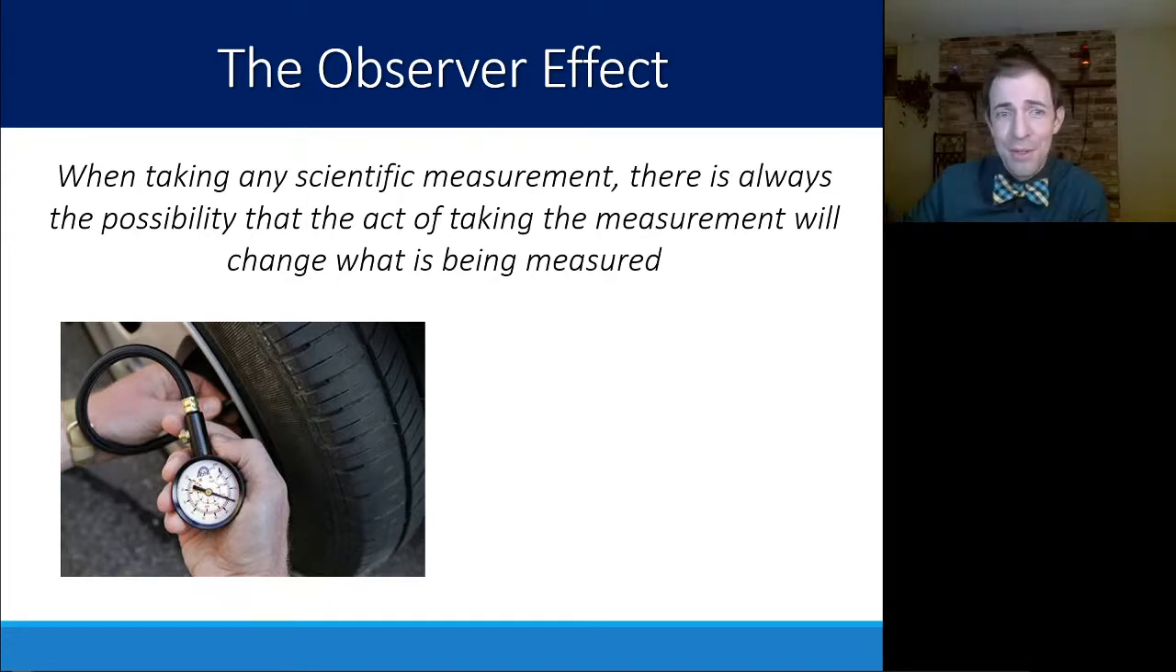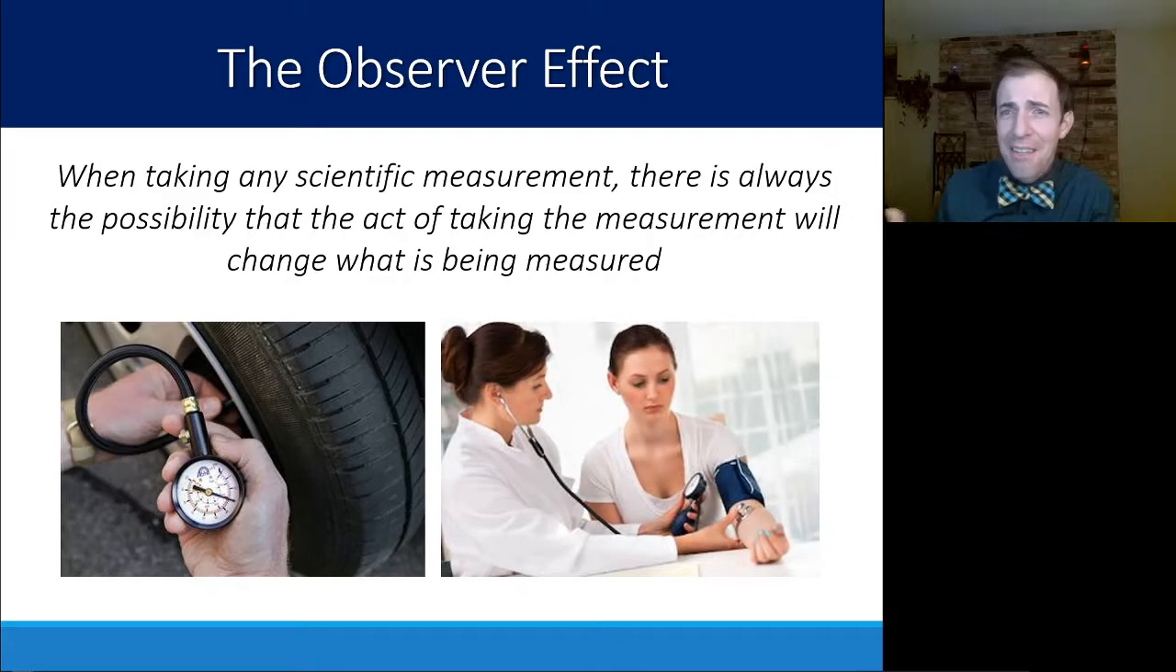Also, it's impossible to fully seat that pressure gauge sometimes without having some air leak out. So we're trying to figure out the pressure of the tire, but the only way to do that is by changing the pressure of the tire a little bit in the process. This also shows up in other fields that are less concrete. If you're trying to take someone's blood pressure or take their pulse, a lot of times just the act of knowing that that is happening is enough to change someone's physiological response.